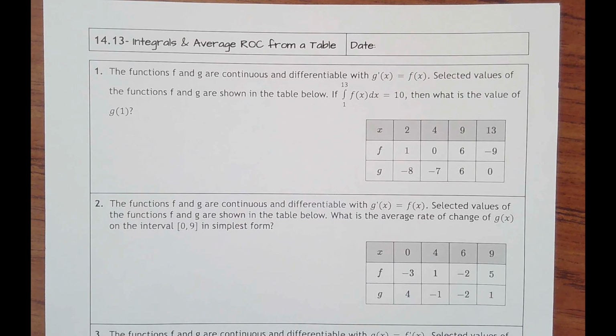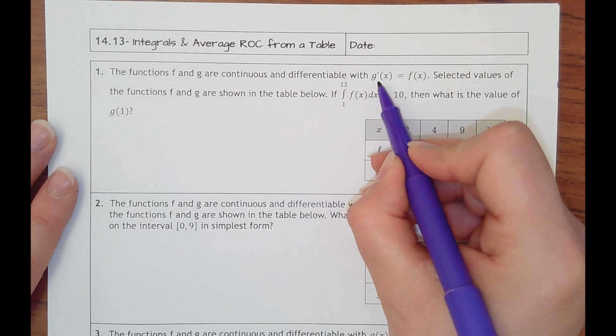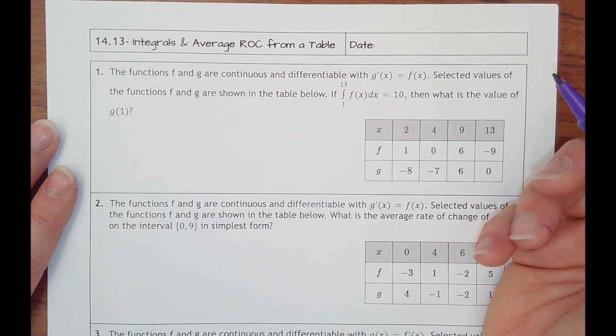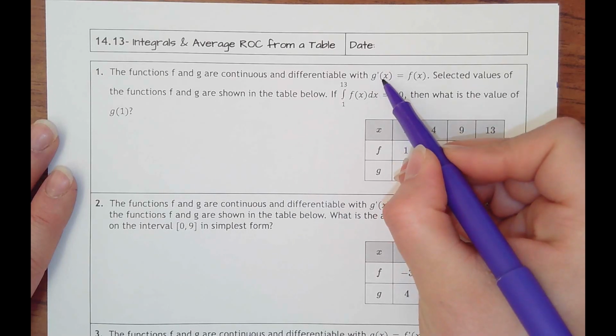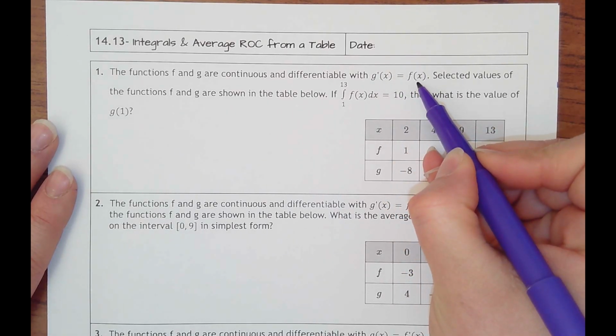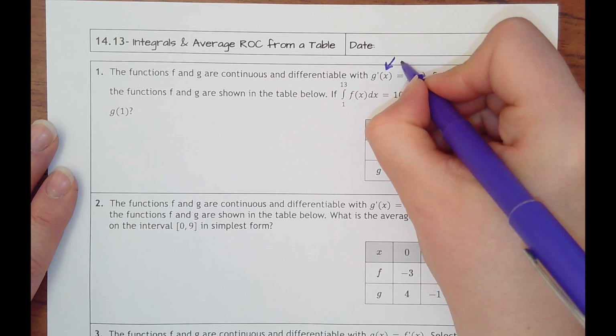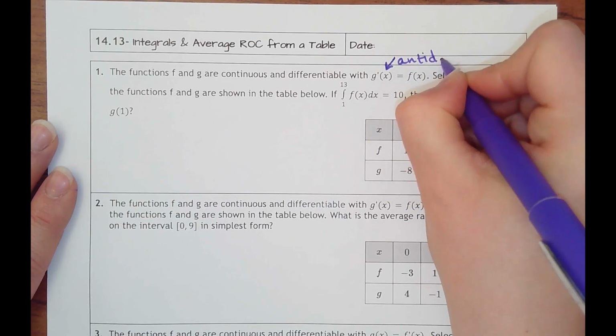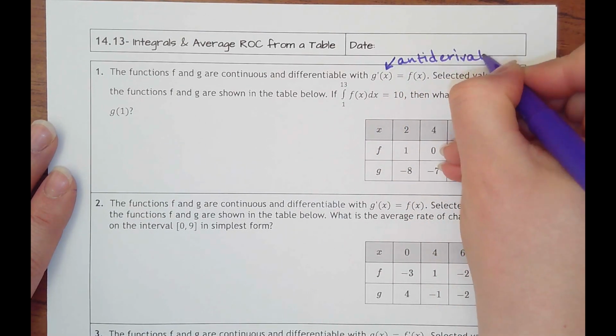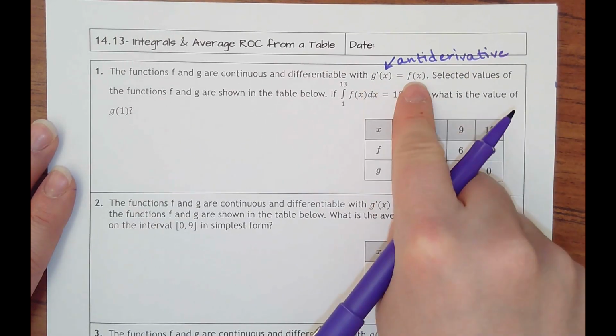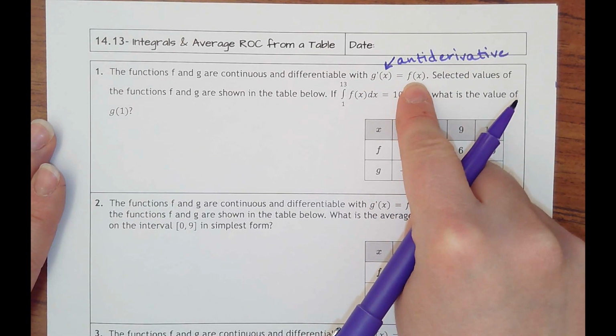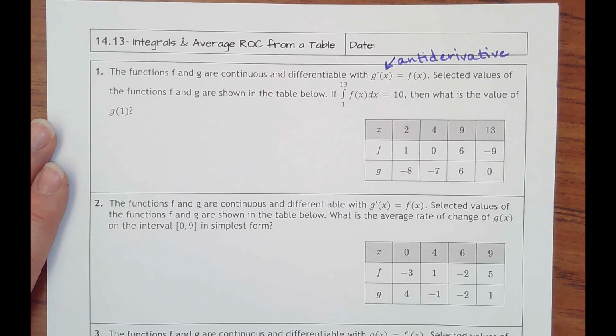So they'll all say that you've got 2 functions, f and g. They're continuous and differentiable, which just means they don't have any breaks or jumps in them, so that we can find the derivative and the antiderivative. And then it's going to say something prime is something else. What this means is if I were to take the derivative of g, I'm going to get f. That means that this guy is the antiderivative. Just keep that in mind. So it's like the answer to if I'm going to derive this. And it says selected values are shown in the table.